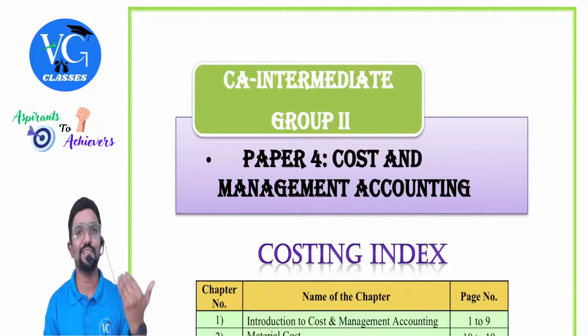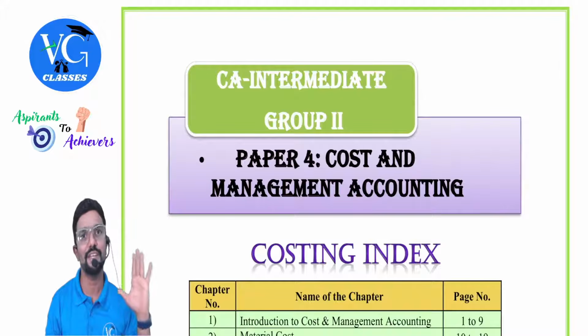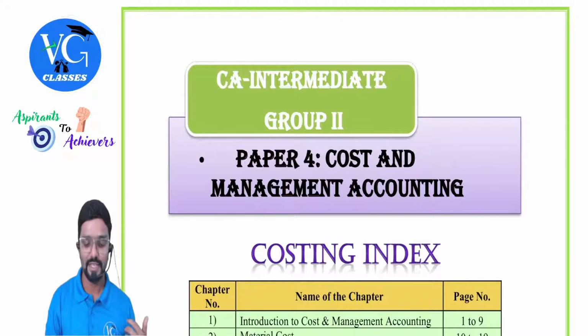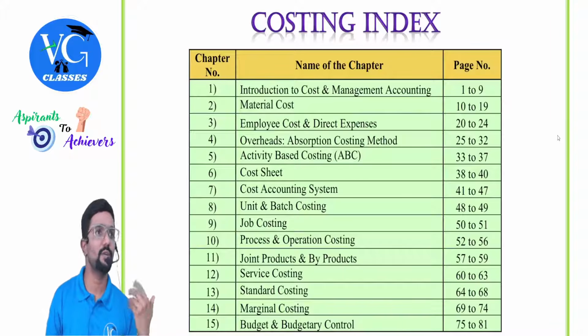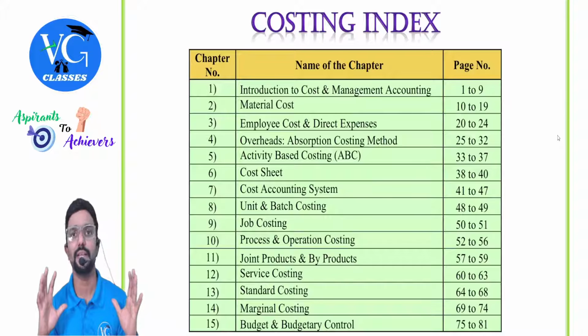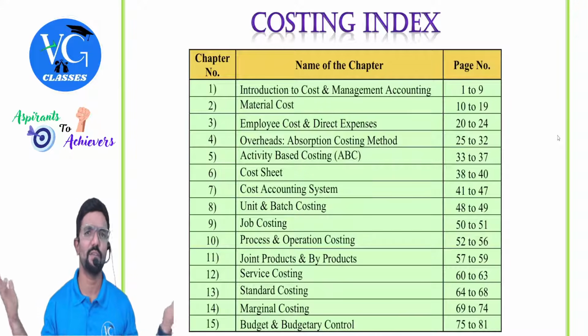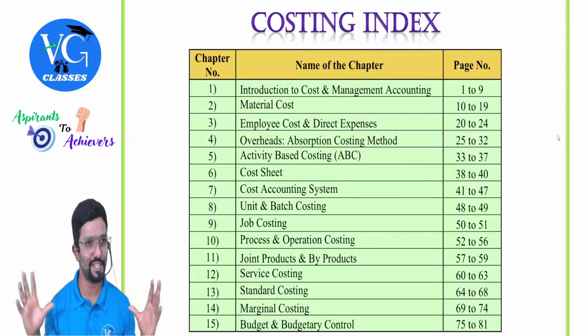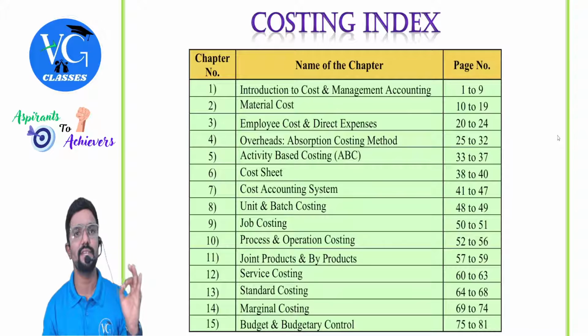Guys, costing, as you are aware, is a part of group 2. It is a complete 100 marks paper. It totally has 15 chapters. Each and every chapter we will be covering in this revision series or the marathon. We call it revision, marathon, whatever different name, everything is one and the same. So we'll be covering all 15 chapters, each and every chapter, guys.